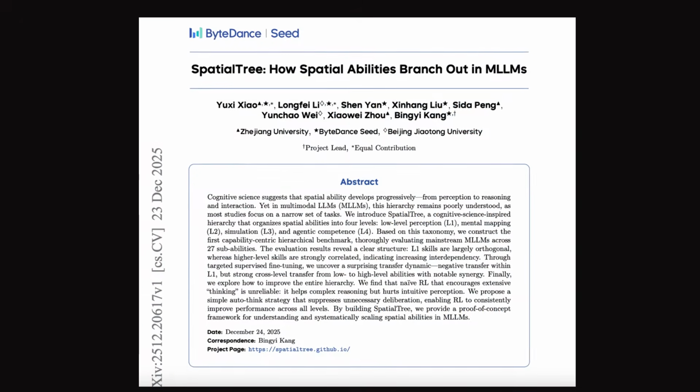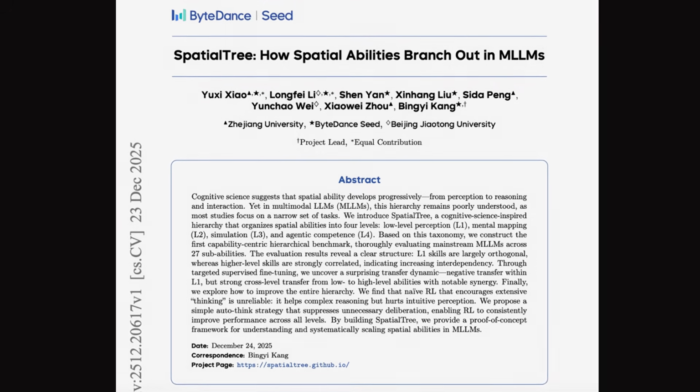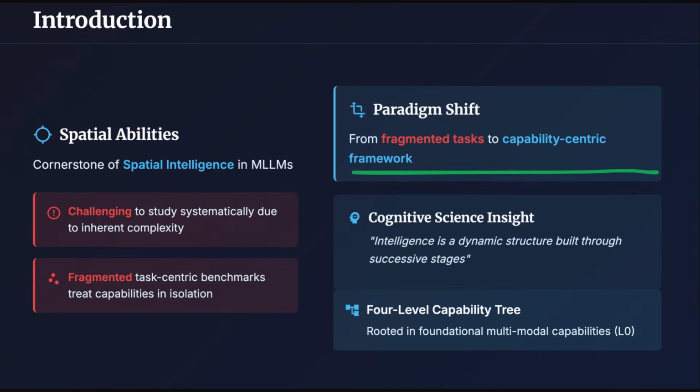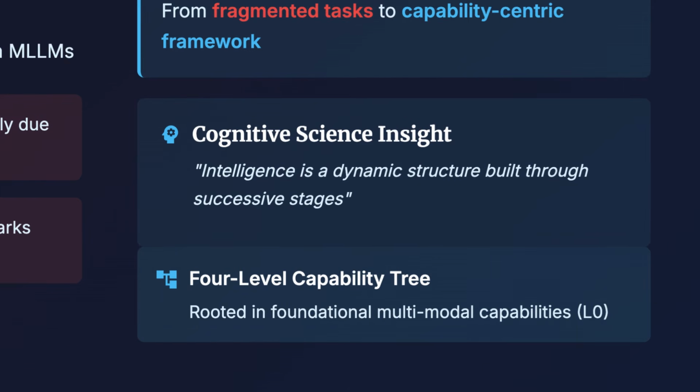This paper makes a bold claim. We need a paradigm shift. Instead of evaluating isolated tasks, we need a capability-centric framework. And to build it, they turn to cognitive science. Specifically, a powerful idea. Intelligence isn't static. It's a dynamic structure formed through successive stages, each one building on the last. That insight is what drives everything that comes next.